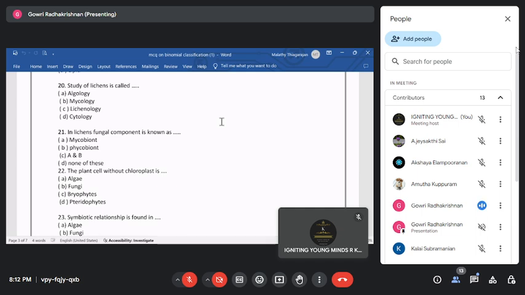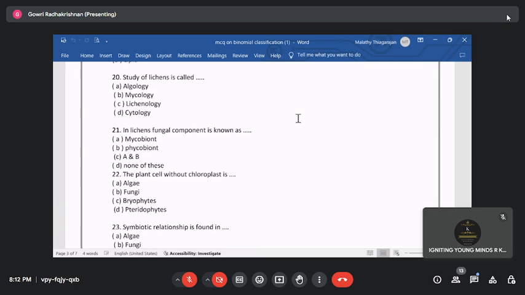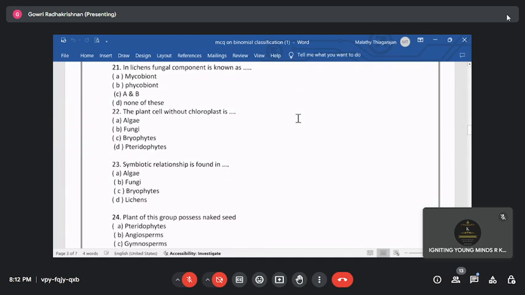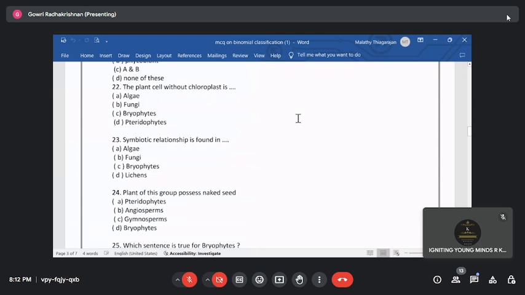In lichens, the fungal component is known as Microbiome? Phycobiont. Now, can you tell me what is phycobiont? The algal partner of lichen. Yes, the fungal component is the mycobiont, the algal component is the phycobiont. Very good. The plant cell without a chloroplast is? Fungi. Yes, fungi. All the others have the chloroplast.